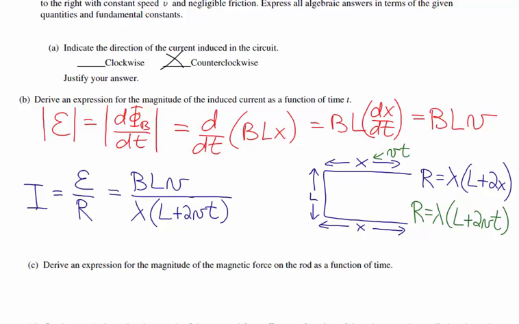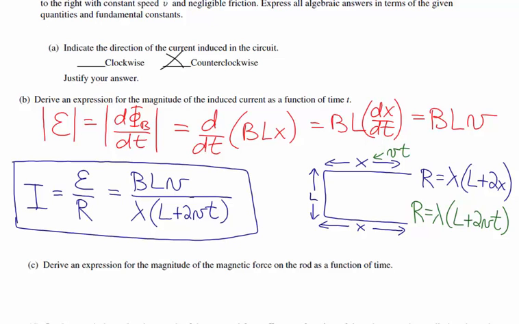When t equals 0, then that denominator is just lambda times L. And as t gets bigger and bigger, that denominator is getting bigger. And so that means that there's more resistance, which means that the induced current is going to be getting smaller.